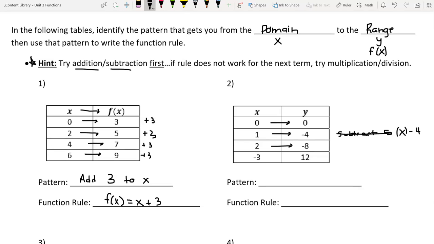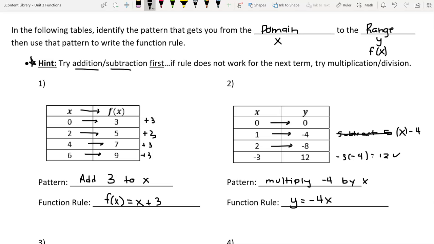That means multiply, not an x. Let's just check it. 2 times negative 4, does that get negative 8? Yes. Negative 3 to 12. Negative 3 times negative 4 does get me a positive 12, okay? So the pattern here is multiply negative 4 by x. That was the pattern. And 0 times negative 4 is 0, okay? So then write it as a function rule. Well, it equals this y side, so y equals negative 4x, because I multiplied x by negative 4, okay? So that's how I'm getting that.